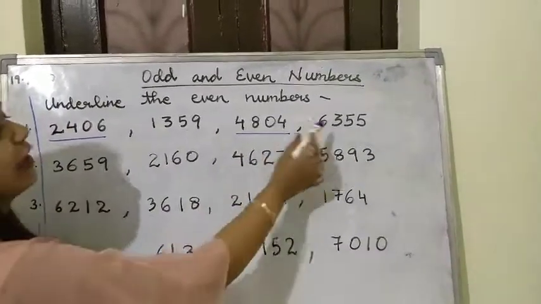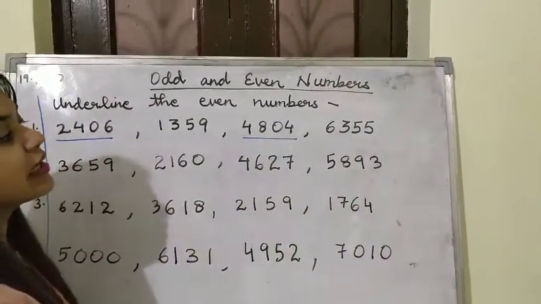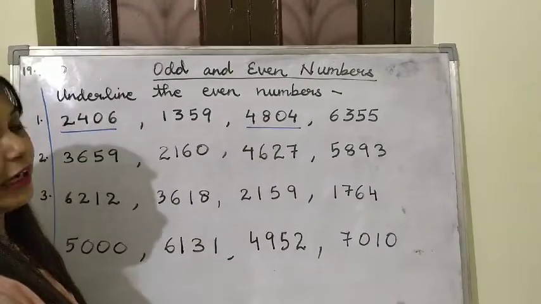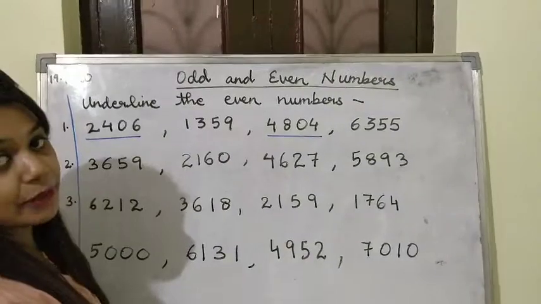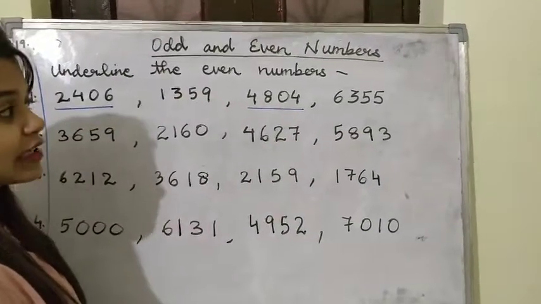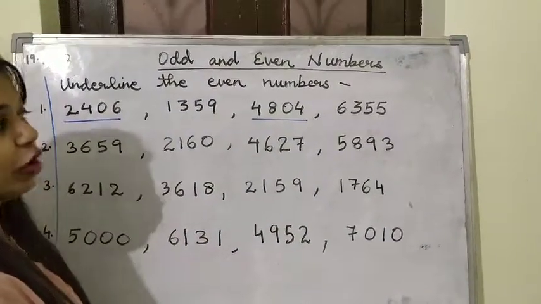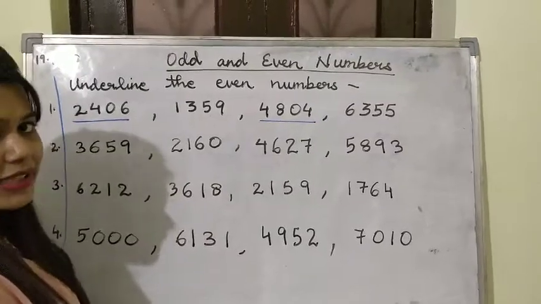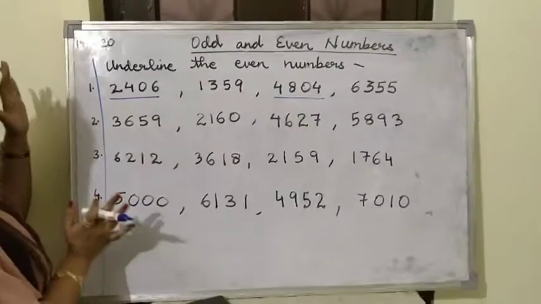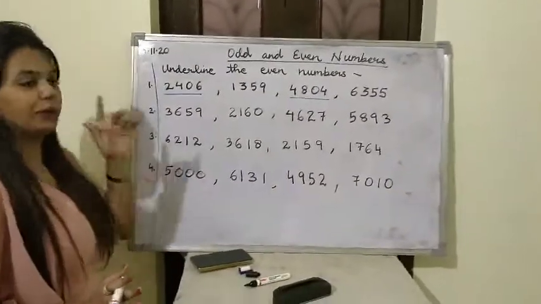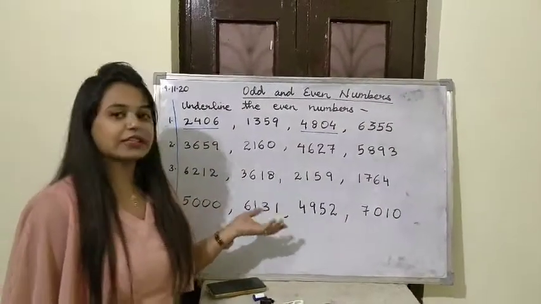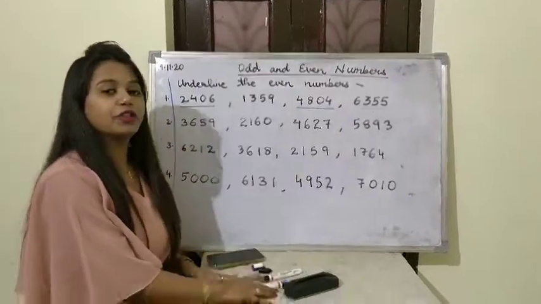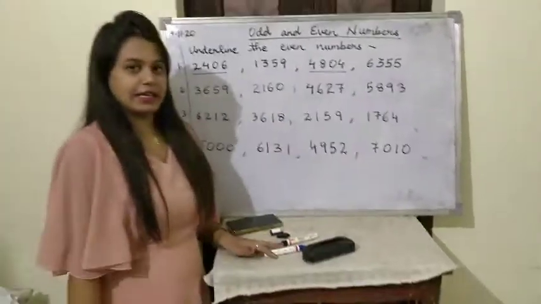Right? Now let's see the last number. 6355. Now 5 is at ones place and 5 is even number or odd number boys? 5 is an odd number. So we will not underline this number. So very simple exercise. Do this complete exercise in your notebook. One more exercise is there. Underline the odd numbers, which I will write after this. You complete this exercise first and then write the next exercise in your notebook.